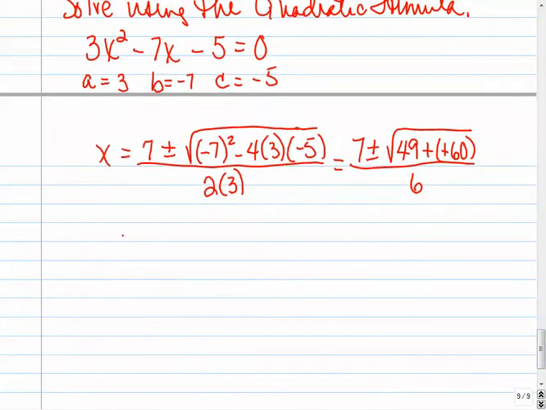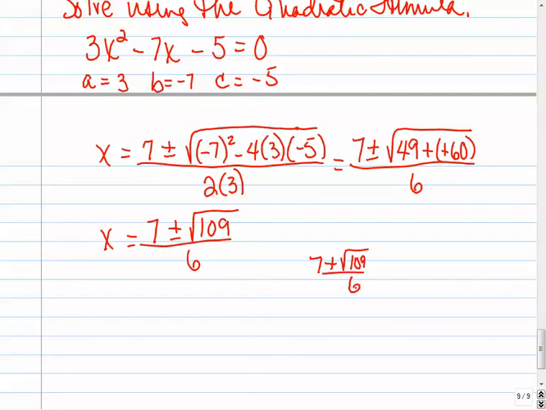And so x is going to be equal to 7 plus and minus, if I add 49 plus 60, that's going to be the square root of 109 all over 6. And I don't think the square root of 109 will simplify, so your two answers are going to be 7 plus the square root of 109 over 6, and 7 minus the square root of 109 over 6.